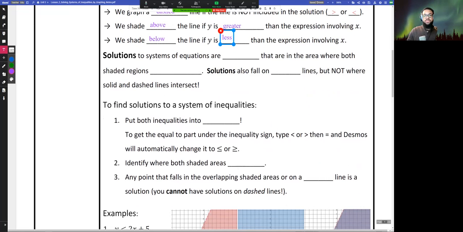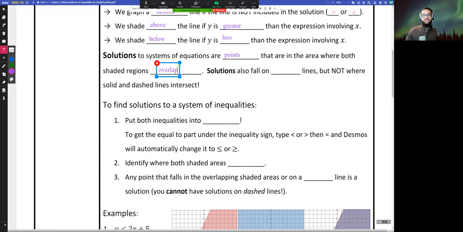solutions to systems of inequalities are always going to be points that are in the area where both shaded regions overlap. So if you think back to solving systems of equations, we had points where they intersected because they had those points in common. The same general idea goes for this. Wherever those shaded regions overlap with each other, with both inequalities, points that fall inside that area, those are what's going to be solutions.